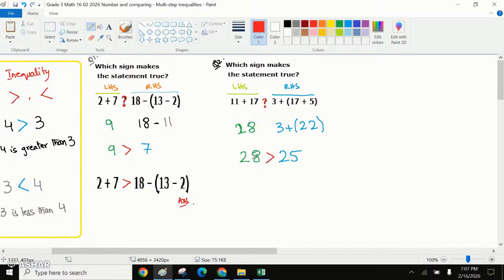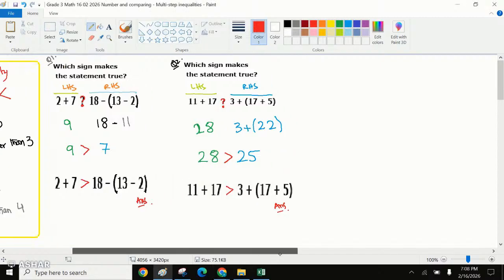Agreed. The left hand side was greater than the right hand side, so for this given question, we give our final answer as: we remove this sign and we replace it by the greater than sign. That means 11 plus 17 is greater than 3 plus 17 plus 5. Okay, and this is your final answer. Let's move ahead to the next question.